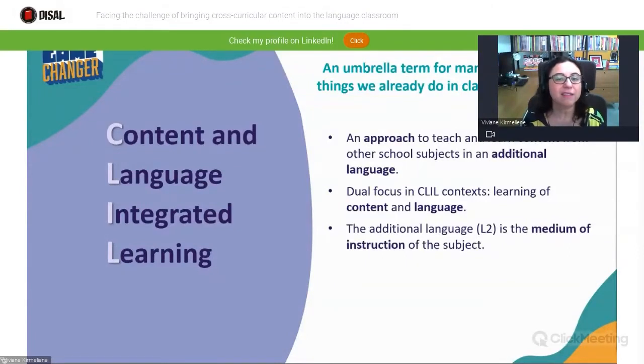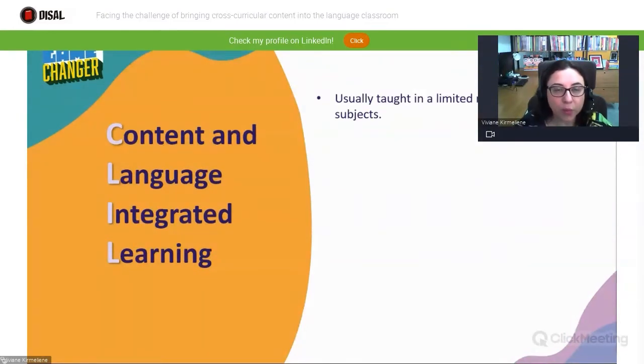And finally, again, just to summarize, the additional language, we are going to call it L2 here, is the medium of instruction of the subject. If you think of the indigenous people in the Amazon, they might learn math with Portuguese as L2. And your students in a regular school might learn science, for example, with English as L2. Okay. Moving on.